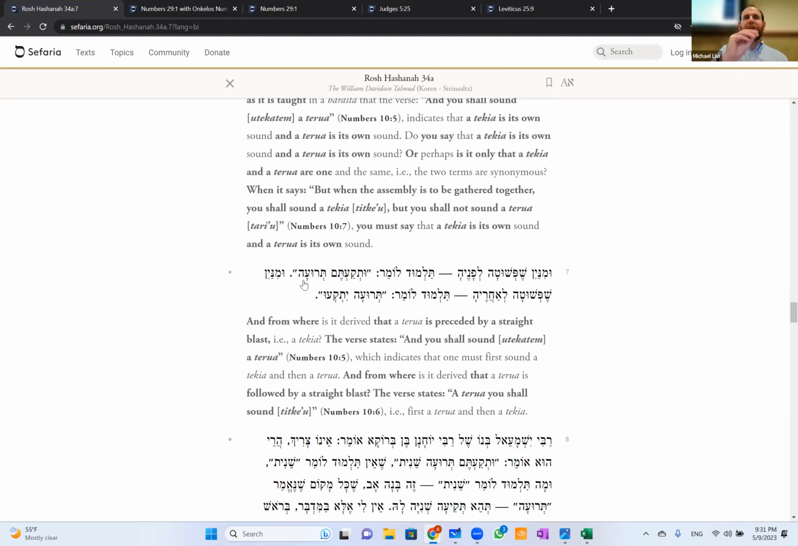Because look what it says. It says "utkatem teruah": first do a tekiah, then do a teruah. So you know the intro, then the tekiah. Okay, but who said about the outro? Who said he has to do a tekiah afterwards? The Talmud says "teruah yitkeu." He uses the word teruah first, and then he uses the word tekiah. So you see, tekiah has to be before it, and tekiah has to be after it.